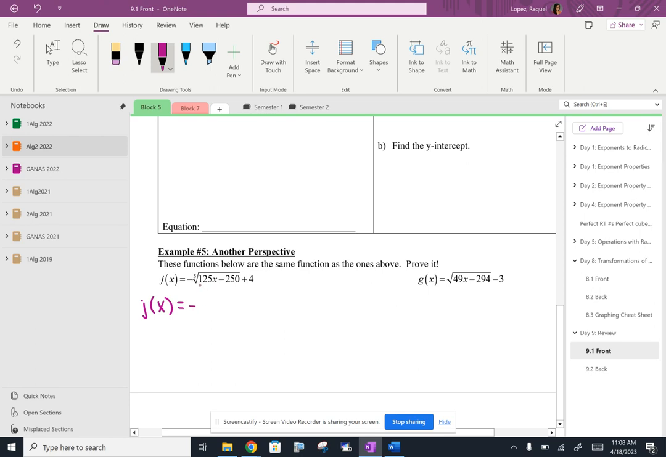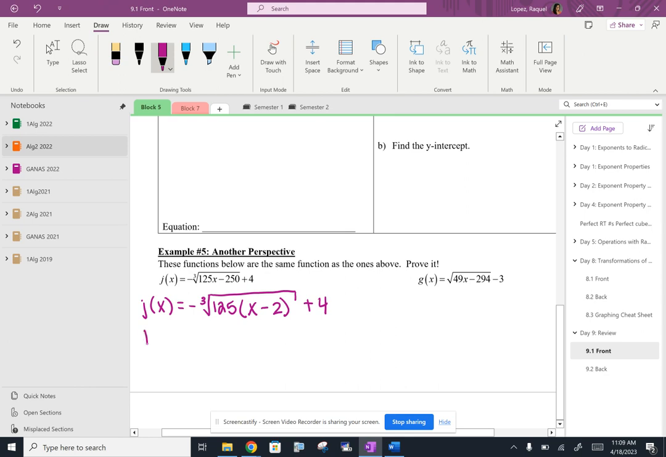So, just looking at the stuff that's underneath the radical, I noticed the first thing that both of those numbers are divisible by 125. So, the first thing I'm going to do is factor out 125 from both of those terms. And so I divide everything by 125. And so 125x divided by 125 is just going to be x. And then 250 divided by 125 is going to be 2. And that plus 4 is going to stay on the outside.